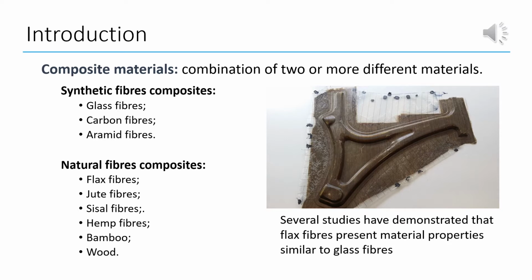The most common fibers used in industry are synthetic fibers, which are glass, carbon, and aramid fibers. Nowadays, natural fibers are emerging in the industry and may replace glass fibers, and even carbon fibers. Several studies demonstrated that flax fibers present similar properties to glass fibers.